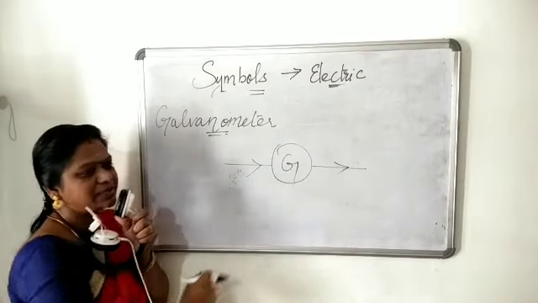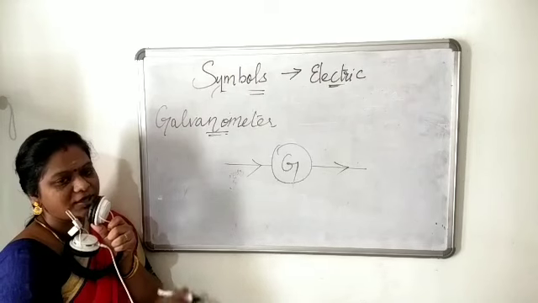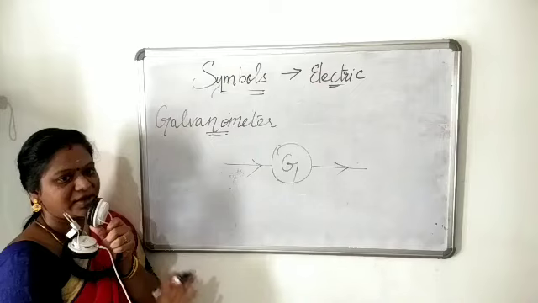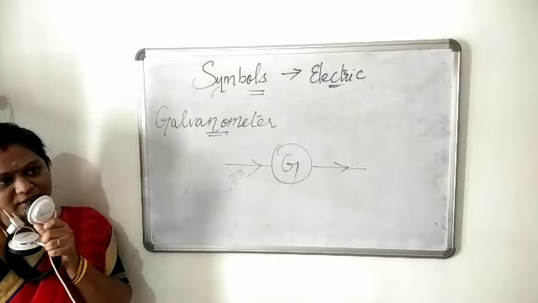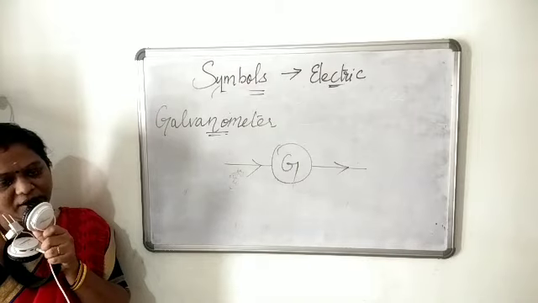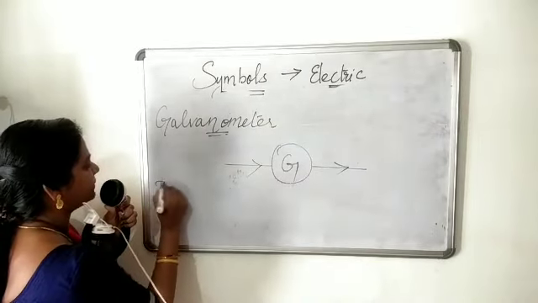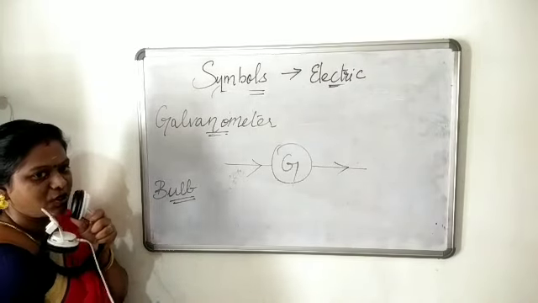By using this device, we are checking out the flow of current, whether there is any. This is called a galvanometer. Checking the flow of current with another device is also called a galvanometer. And the last one is the switch: the source of a switch, and the output of this switch is called the bulb.